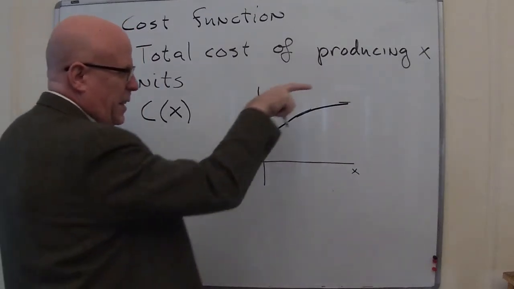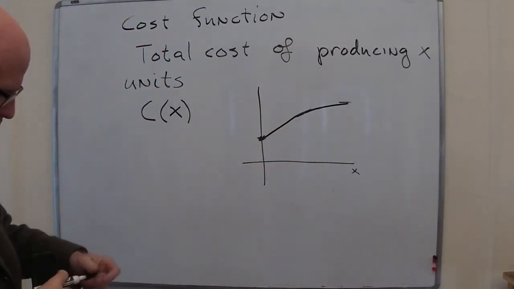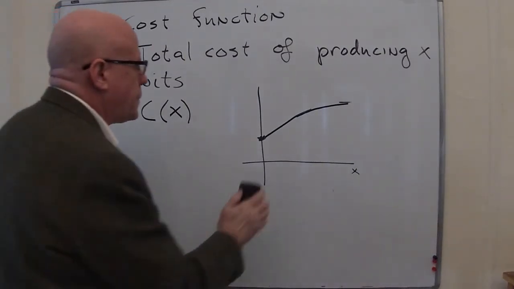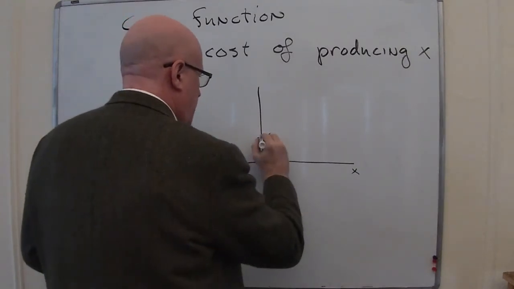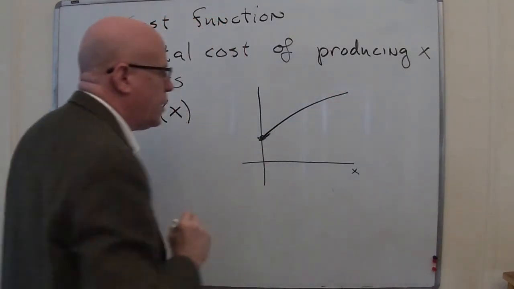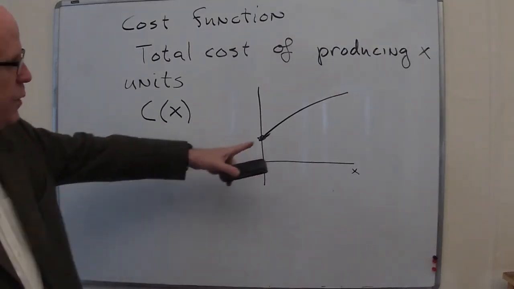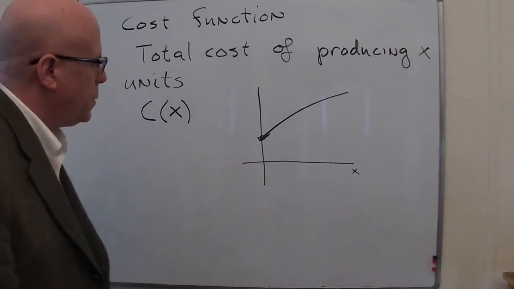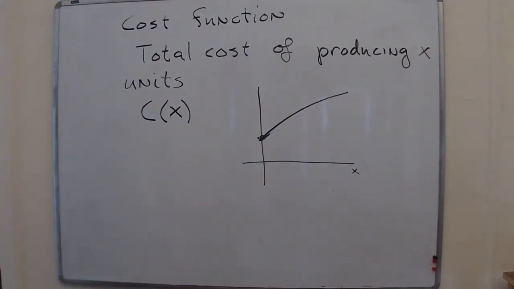I don't think it ever curves downward, but maybe in some extreme cases. So yeah, that's the general shape of the curve: fixed costs followed by some sort of increasing but concave downward graph, C of x. Often we'll ignore the economies of scale and it'll just be a line. So in fact, I'm going to give an example where it's just a line.